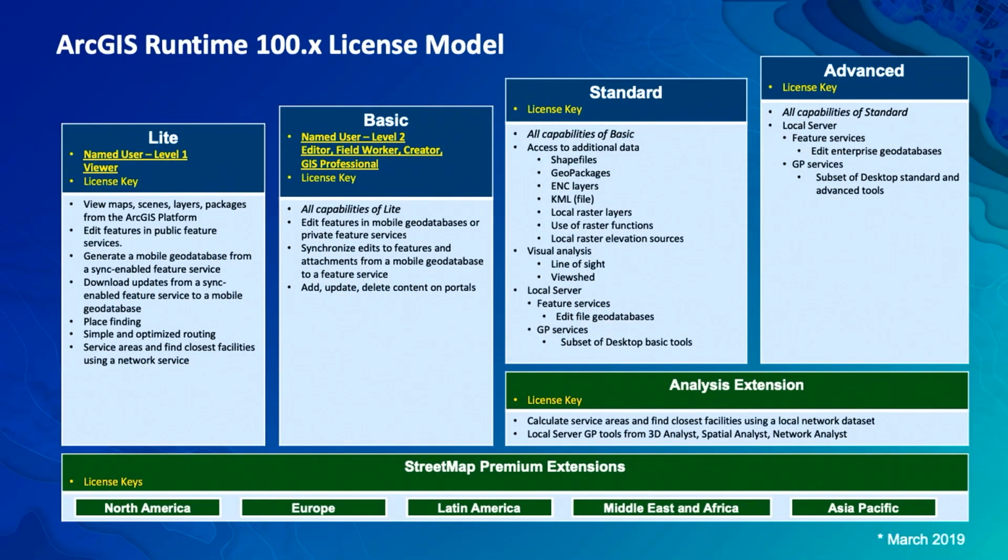So the runtime has a tiered licensing model where we provide more capabilities with each higher license level. The light and basic license levels can be unlocked with a portal user. So if you have a user who's got just viewer privileges or level 1, then they can just access maps and scenes and be able to even work with them offline. They can perform analysis like routing and geocoding and use other analysis services available on your portal.